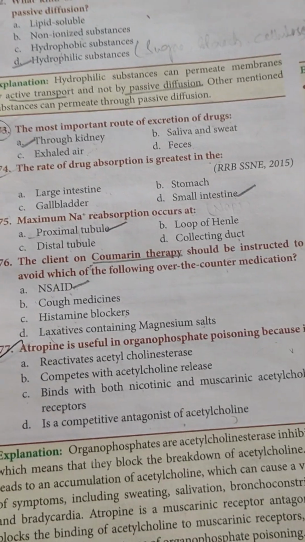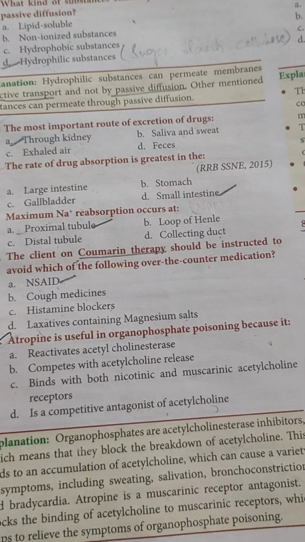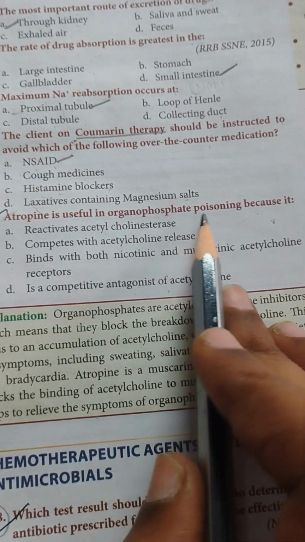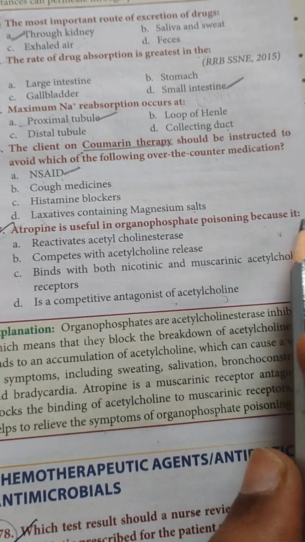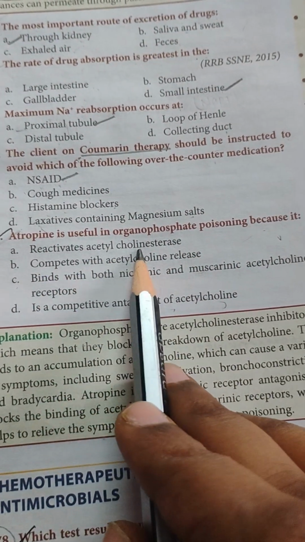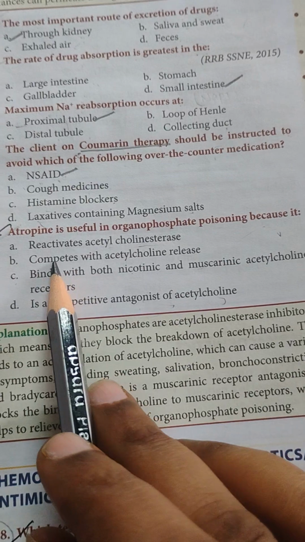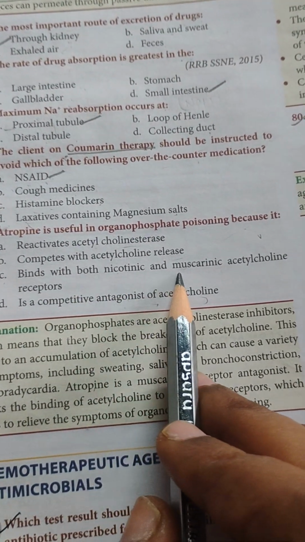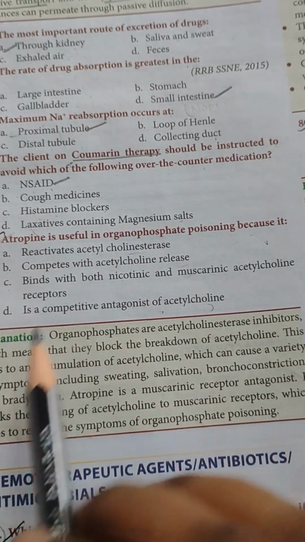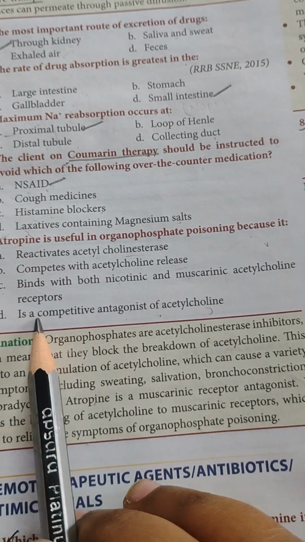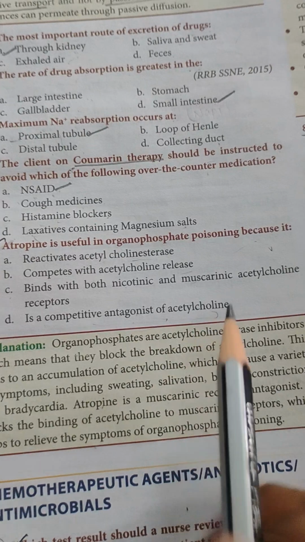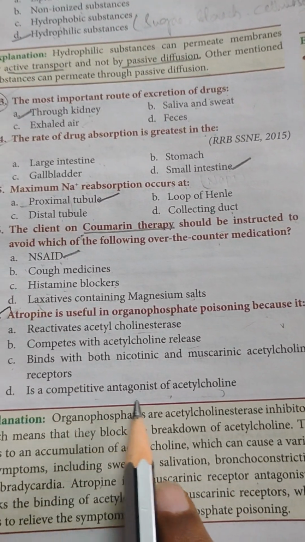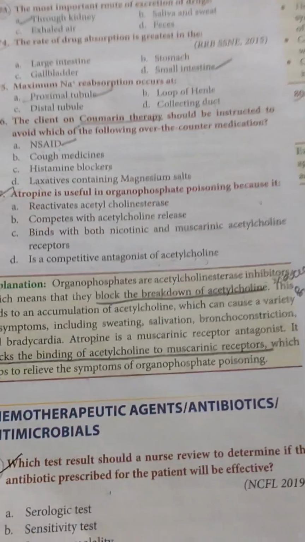The next question. Atropine is used in organophosphate poisoning because it reactivates acetylcholinesterase, competes with acetylcholine release, binds with both nicotinic and muscarinic acetylcholine receptors, or is a competitive antagonist of acetylcholine. The answer is it is a competitive antagonist of acetylcholine.